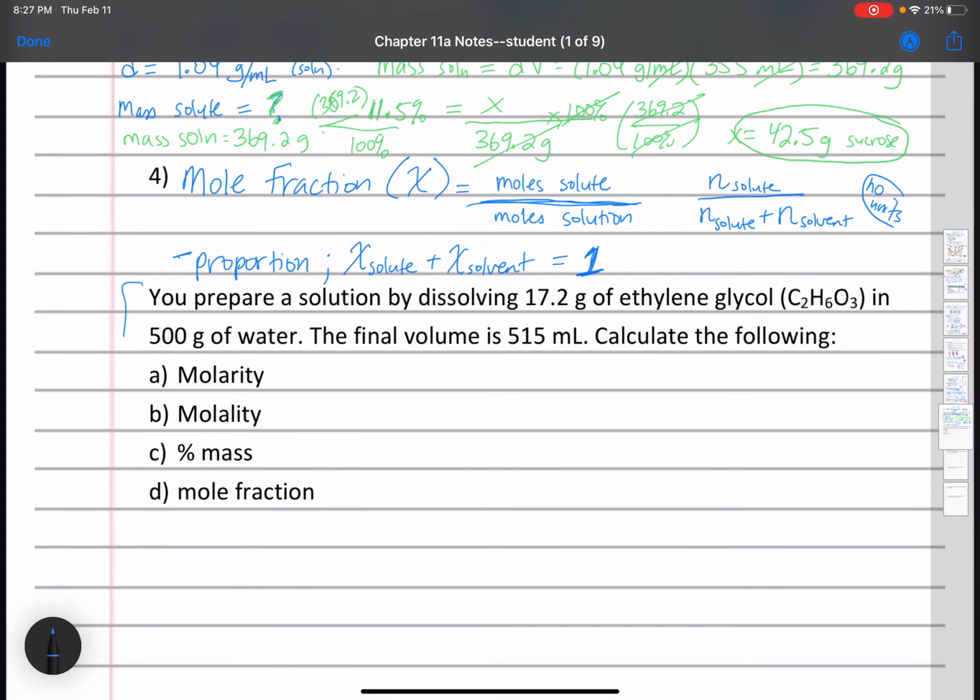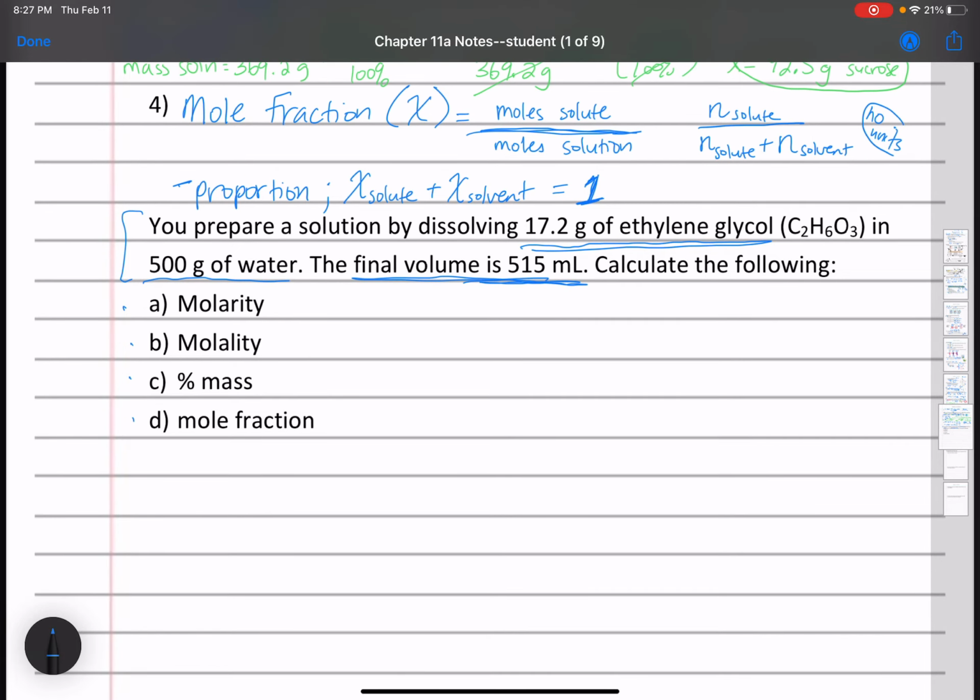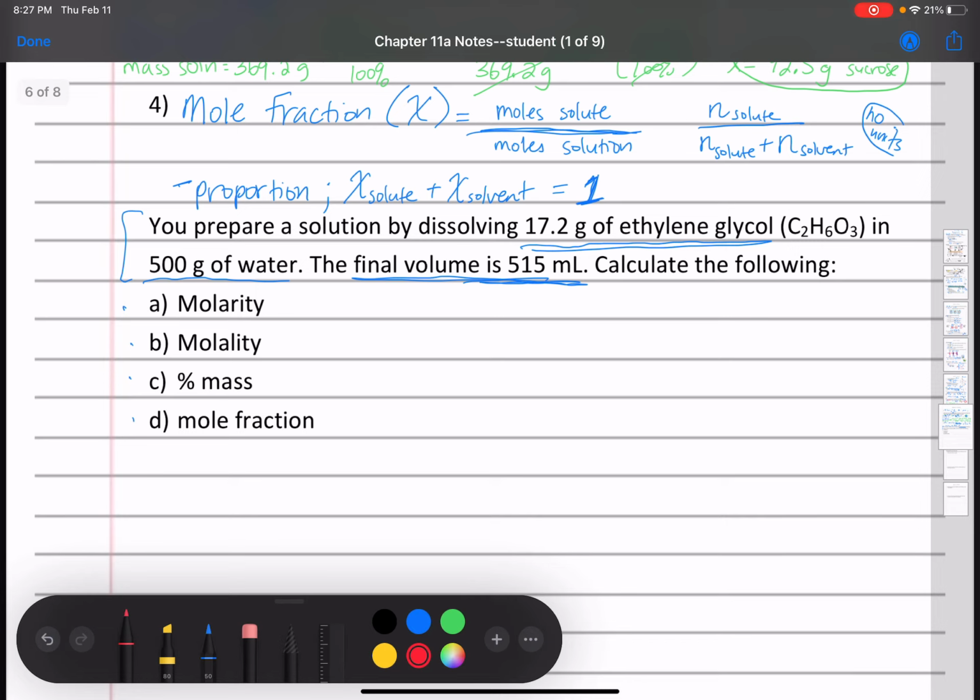You prepare a solution by dissolving 17.2 grams of ethylene glycol, so this is our solute, in 500 grams of water. The final volume is 515 milliliters, so that would be the volume of our solution. And now it wants us to calculate the following. So it wants us to use this information to calculate the concentration in all 4 different ways. And we can do that. So let's start with A here.